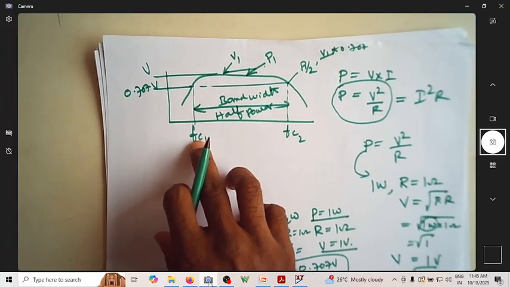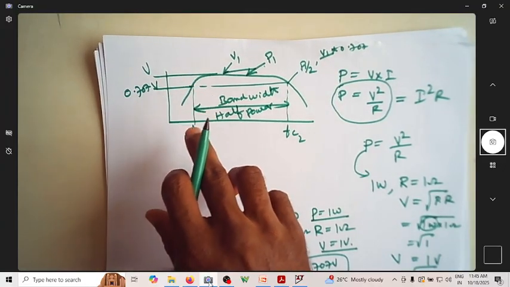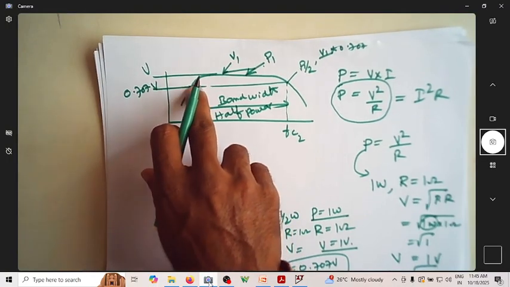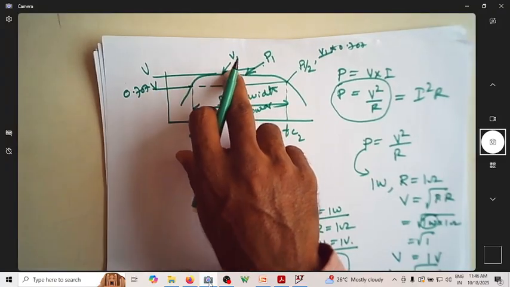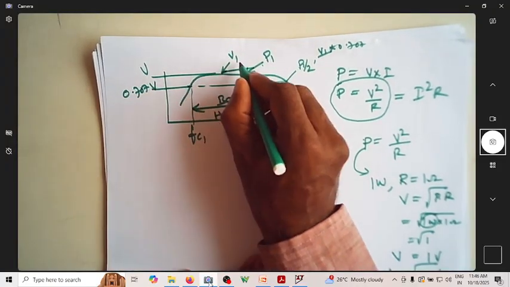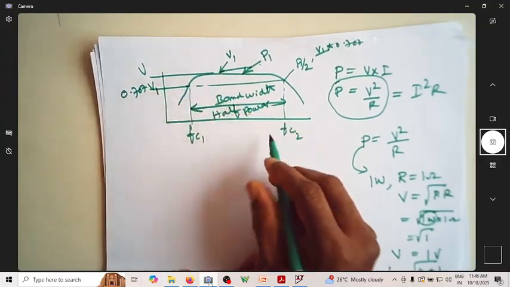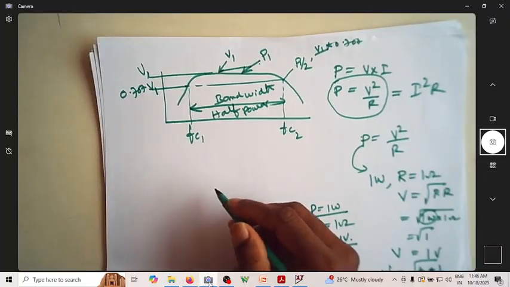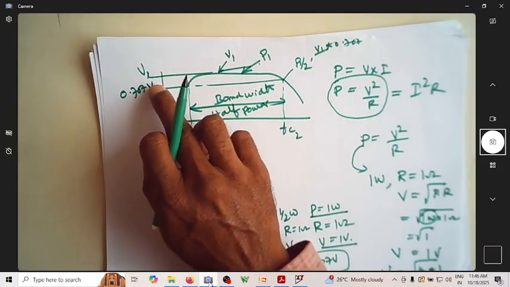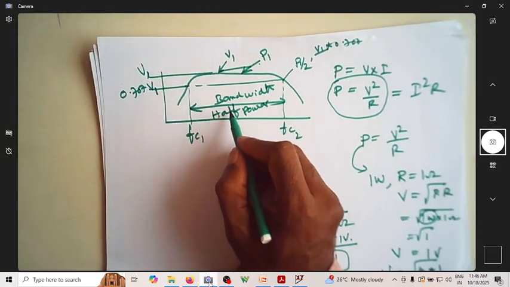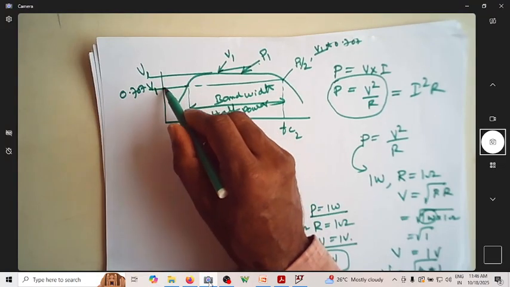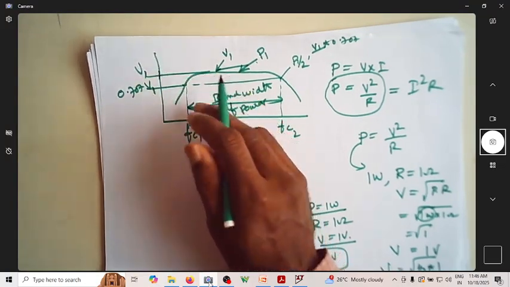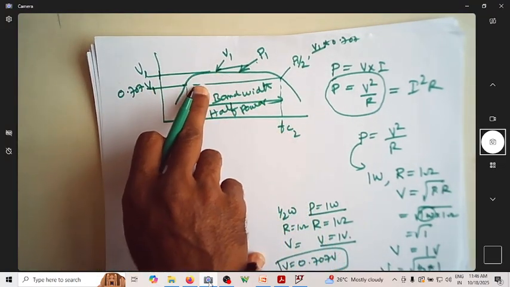FC1 is found at a particular frequency where the voltage is 0.707 times the voltage at this point. So this is 0.707 times V1 here. This is V1. So this is how you find the bandwidth. So what is half power bandwidth? It is where you identify a frequency where the output voltage is 0.707 times.